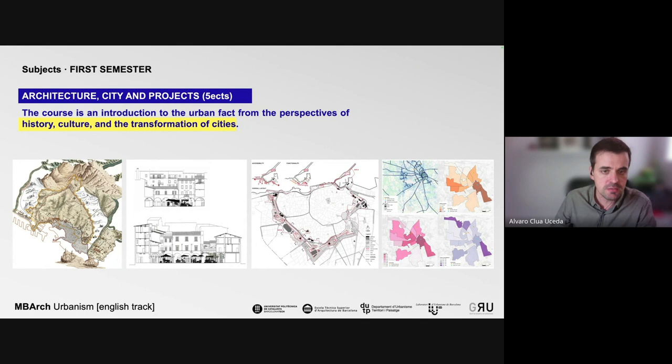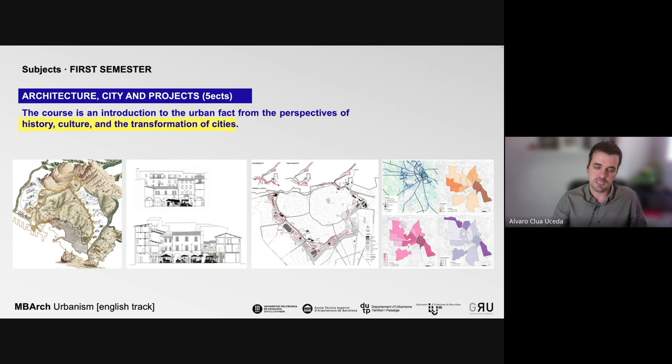These are, for example, some of the works developed by students in the last course, where they went from the scale of the city to understanding some urban spaces linked to markets and activities, but also discussing more quantitative data regarding the city. This is a subject that really goes into a history of the city approach.